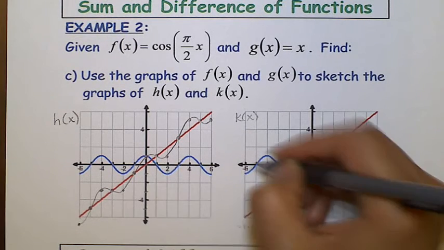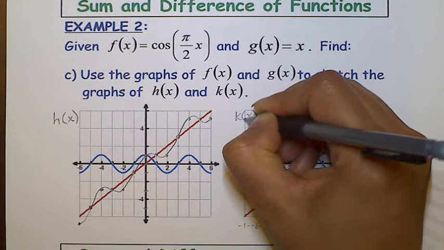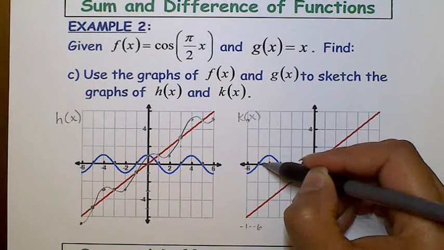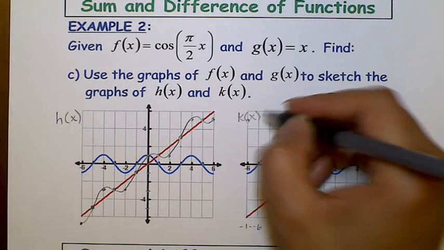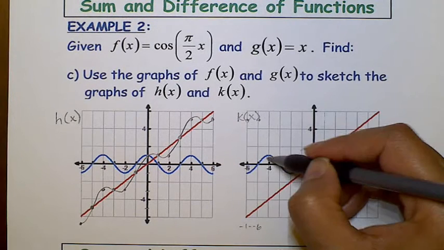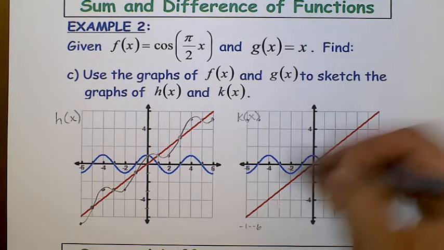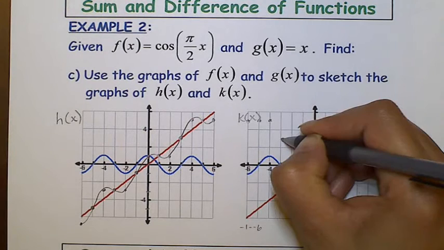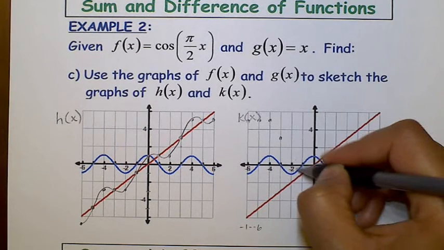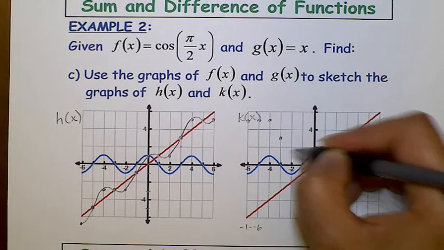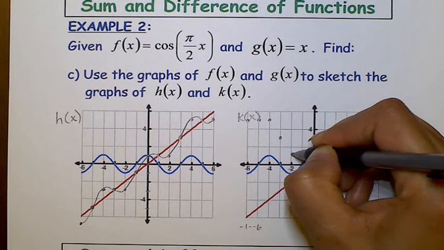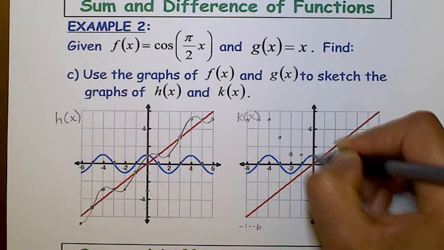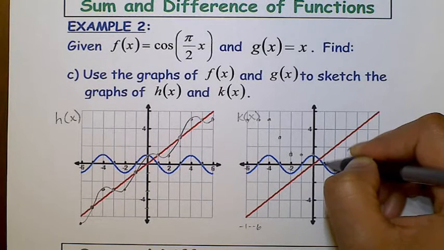So this graph, first point is going to be up here. Okay, again, blue minus red, right? Cosine minus linear. So 0 minus negative 5 gives me positive 5. 1 minus negative 4 gives me positive 5. 0 minus negative 3 gives me positive 3. Negative 1 minus negative 2 gives me positive 1. 0 minus negative 1 gives me positive 1. 1 minus 0 is 1. 0 minus 1 is negative 1.